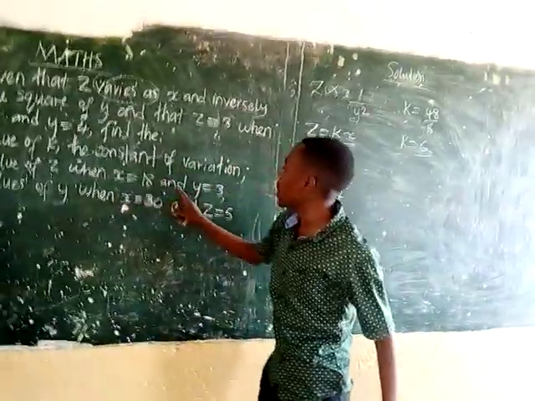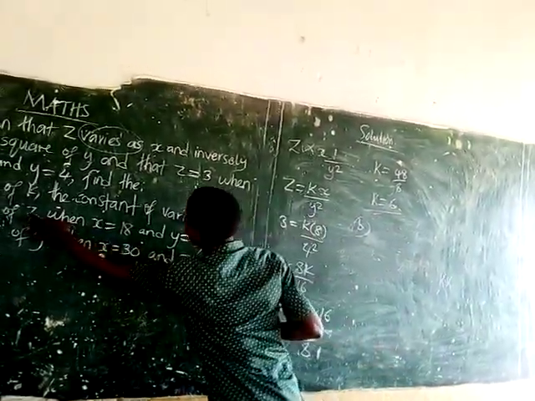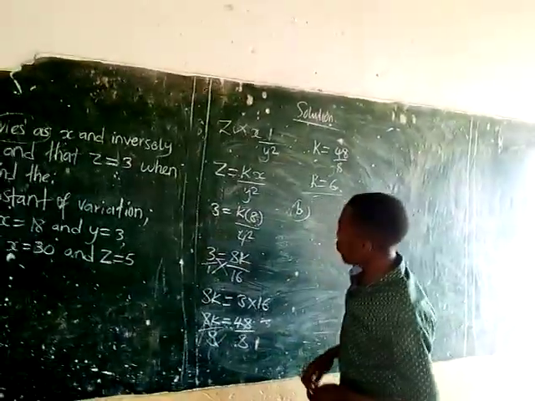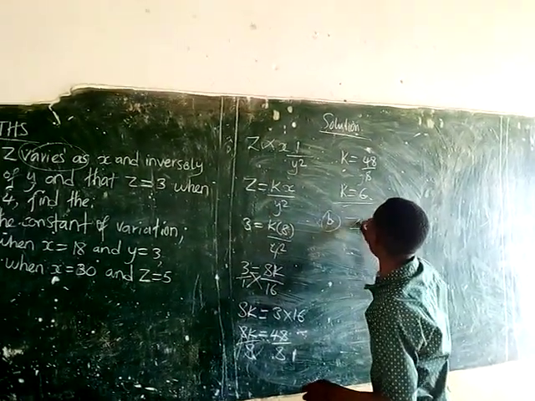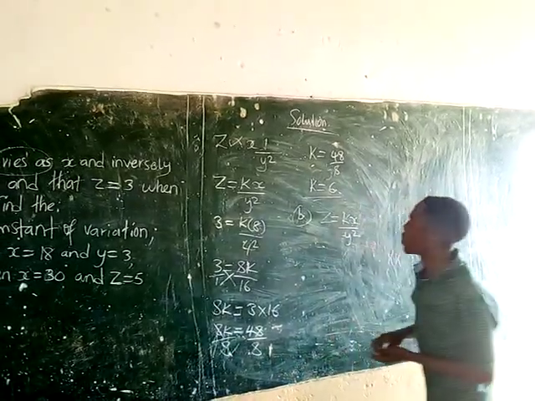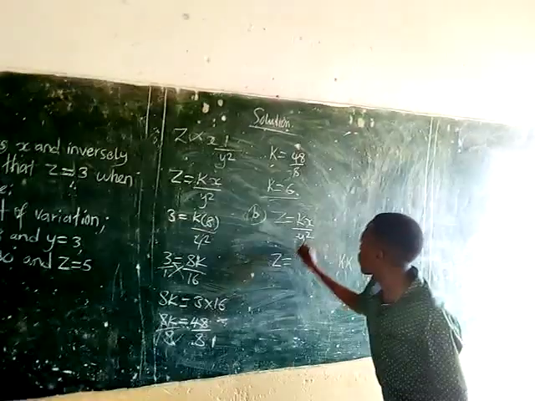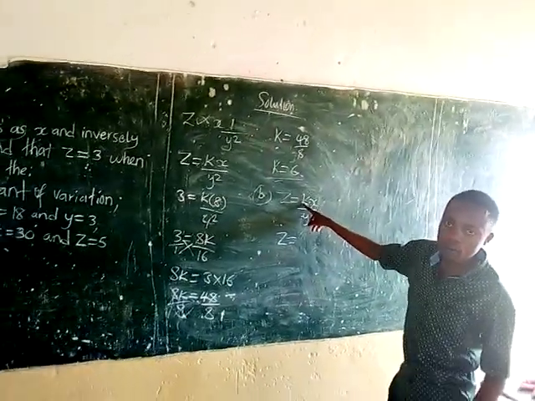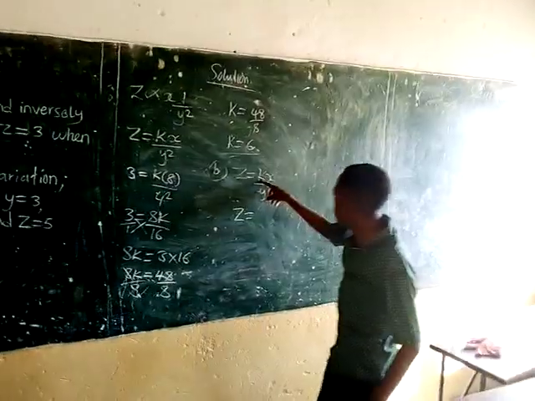Question 2. Find the value of z when x is equal to 18 and y is equal to 3. So again, to compute the value of z, we are going to use the same formula that we have created, which is this one. Z is equal to kx over y squared. Remember we are finding the value of z. We have already computed the value of k. In this case, k is 6, so we put 6 where there is k.